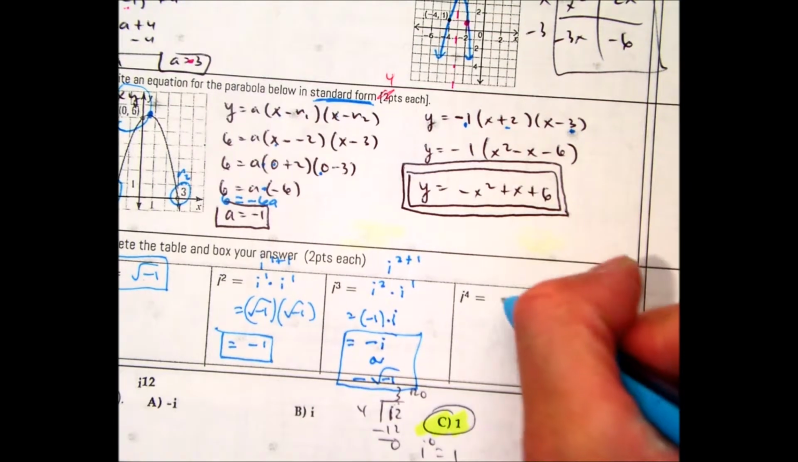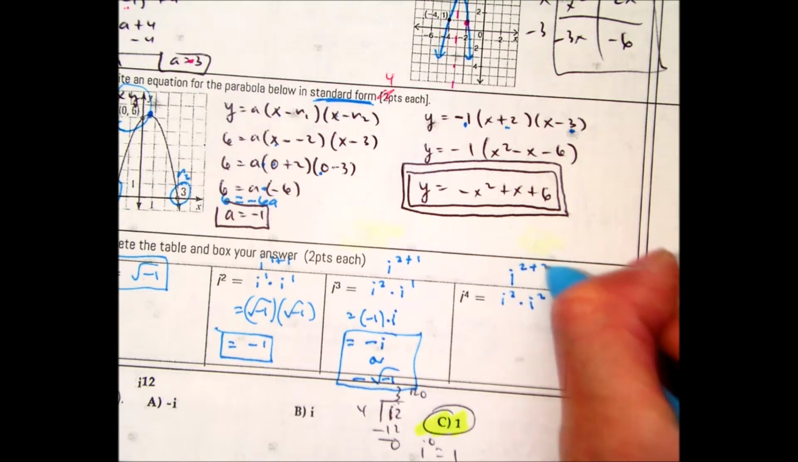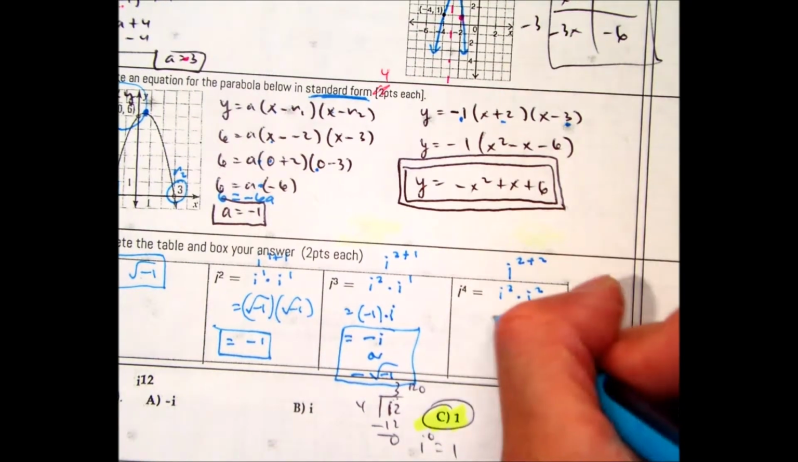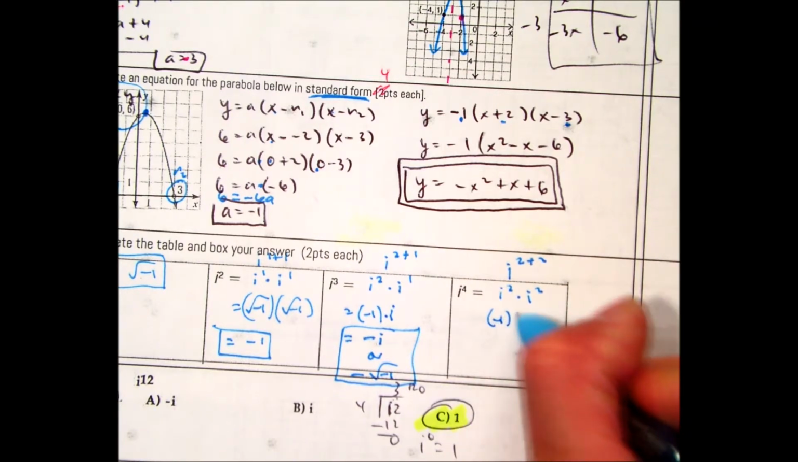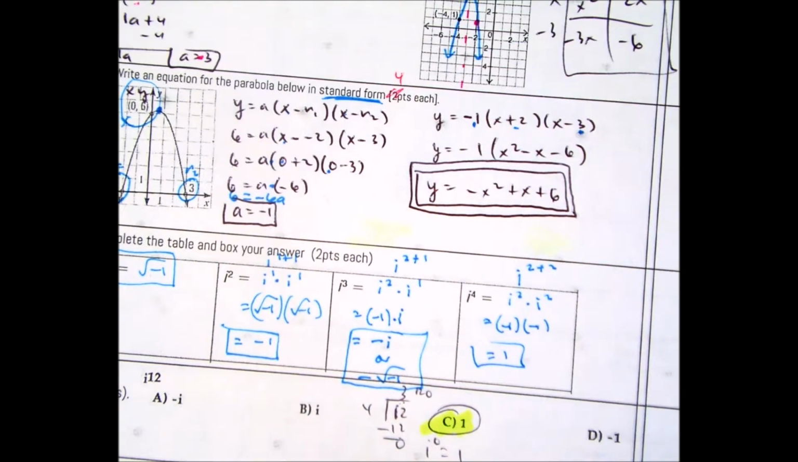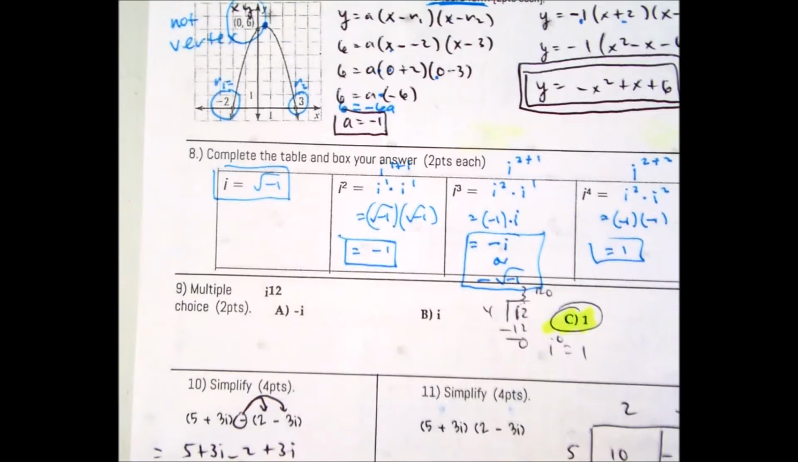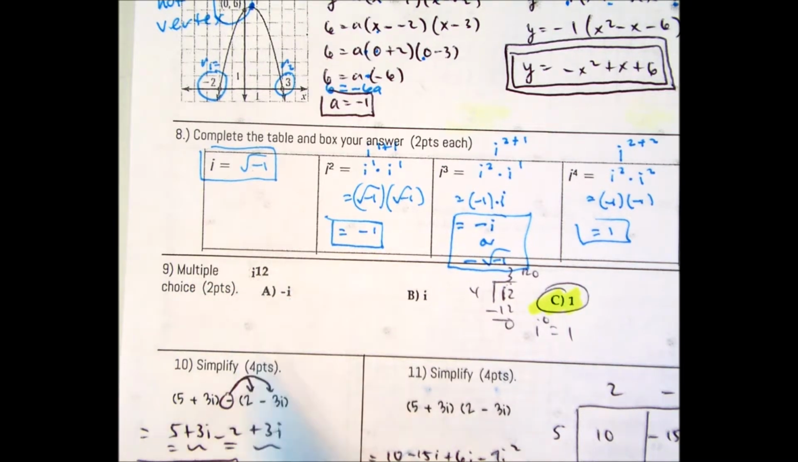And i to the 4th is i squared times i squared, because remember it's i to the 2 plus 2. i squared, if you look over here, is -1. So -1 times -1 is a positive 1. Question number 9. Multiple choice, simplify i to the 12th power.